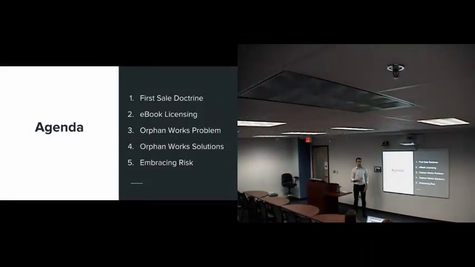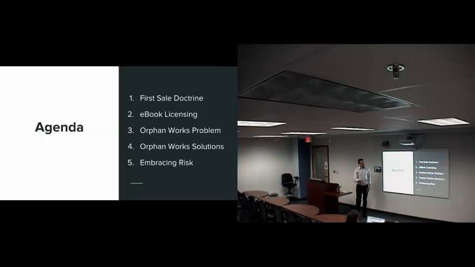There was some discussion of the first sale doctrine, which is the part of copyright law that enables us to do what we do as libraries, or a lot of what we do as libraries, like the core functions, like lending books, for instance. And then eBook licensing and how that differs and interacts with some of the rights that we have grown accustomed to over time with respect to the first sale doctrine.